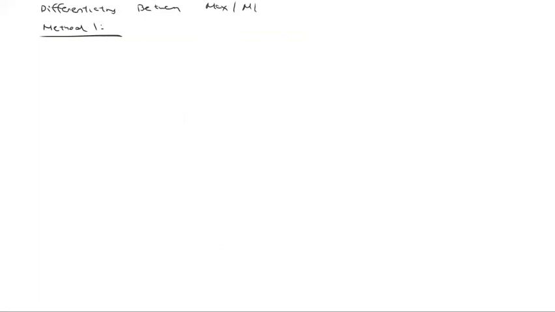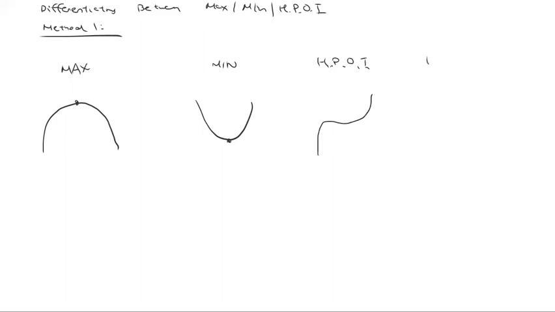So remember, if you have a maximum, it looks like this. If you have a minimum, it looks like this. And if you have a horizontal point of inflection, it will either look like this or like this. You have your two options, but it will look something along those lines.